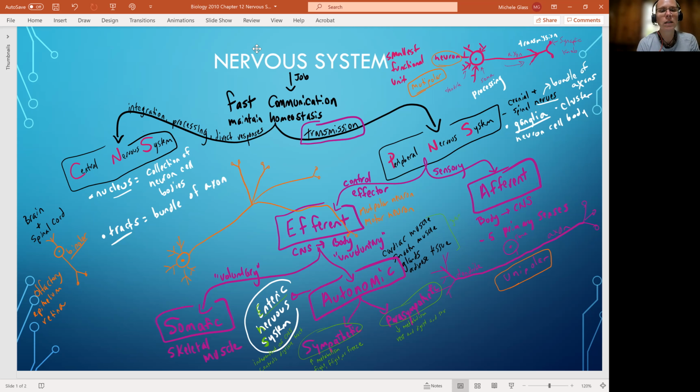And then when we're looking at the central nervous system, when we're looking at the brain and the spinal cord, it's going to be the multipolar motor neuron primarily.